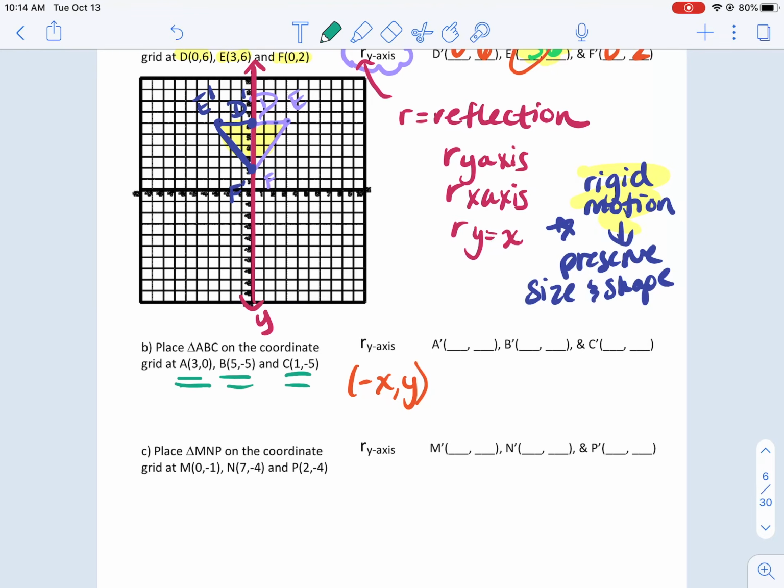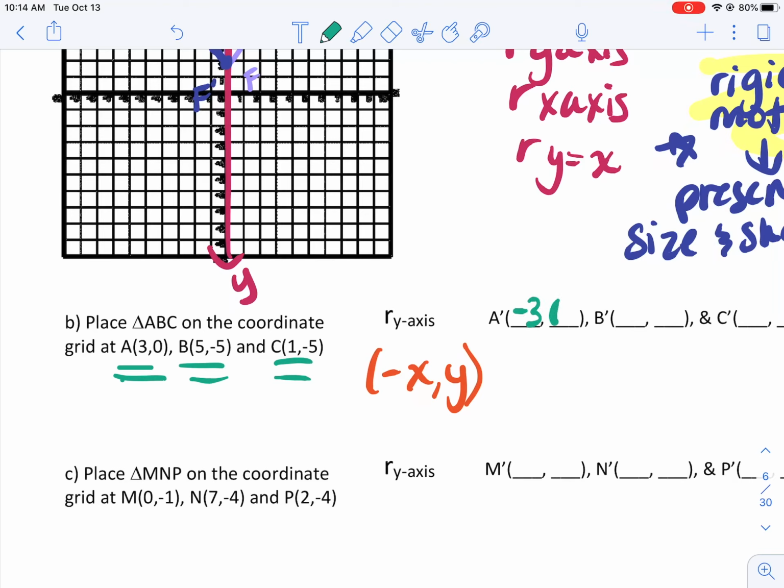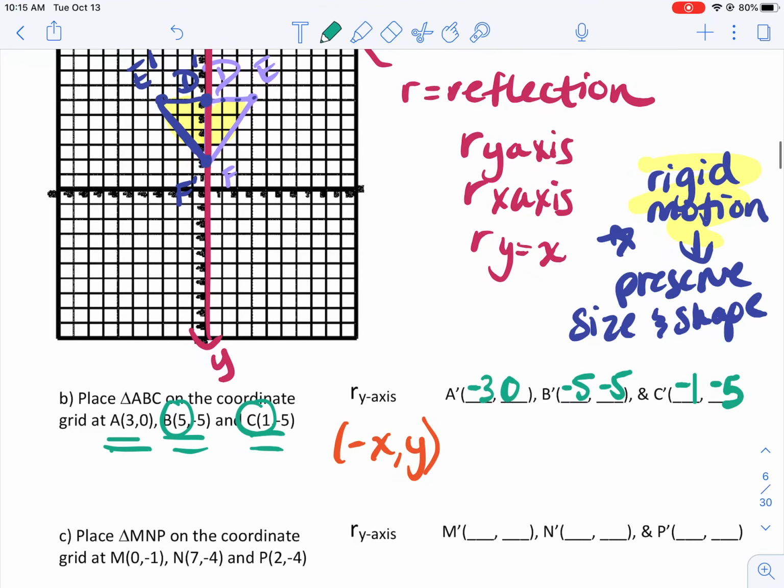Okay, so just to do one more example here, here are our A, B, and C points. We're going to keep our y the same. We're going to make our x negative. So negative 3, 0. Our x becomes negative, right? Now, you can use the rule way if you want to memorize it. This might be in a different quadrant, so let me see. 3, 0 is A, B is 5, negative 5, and C is 1, negative 5.